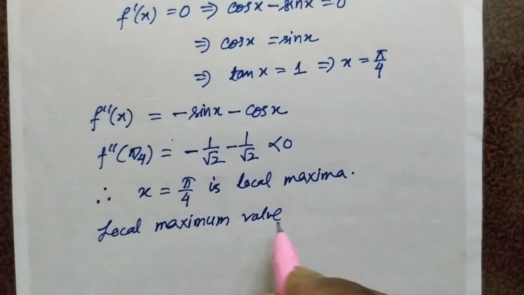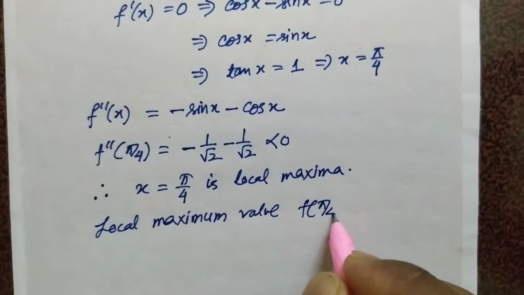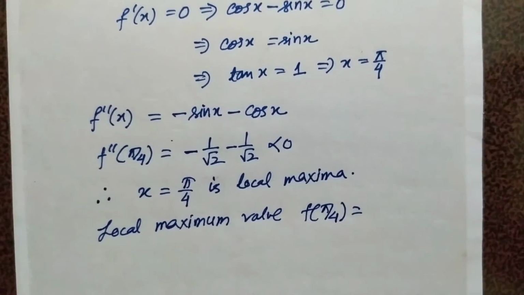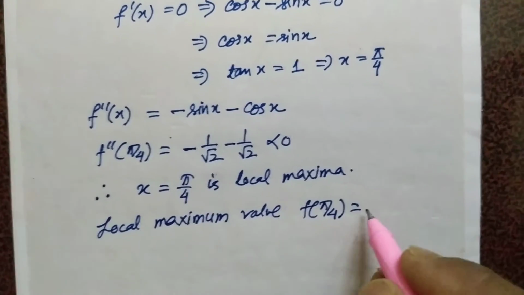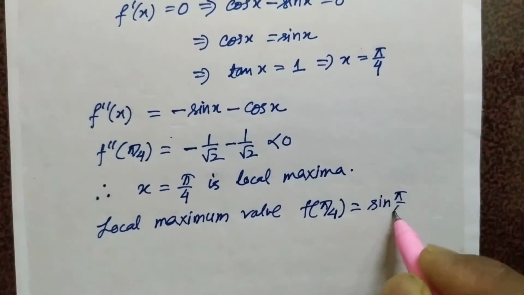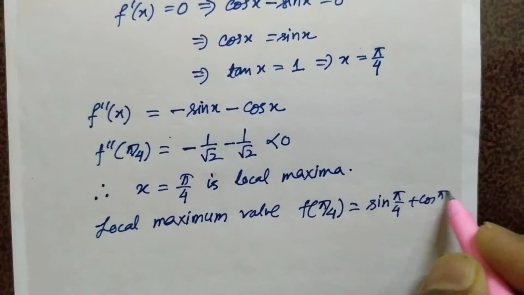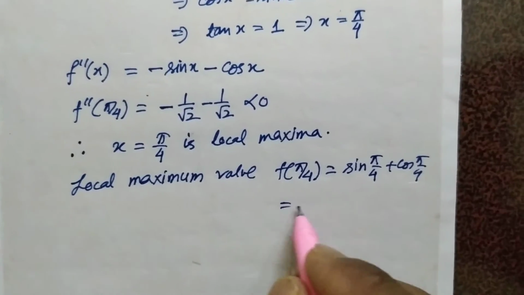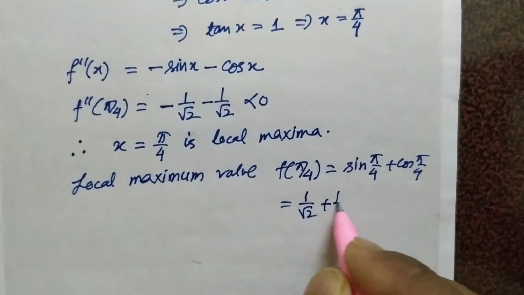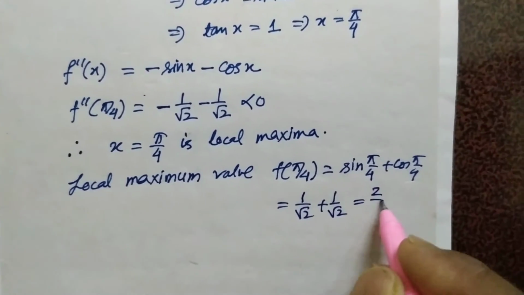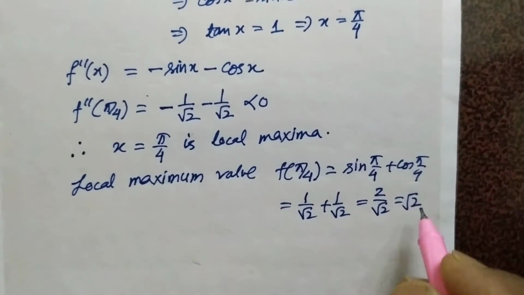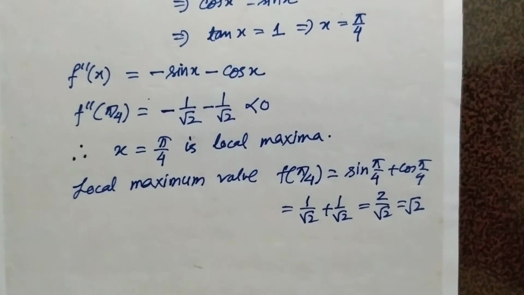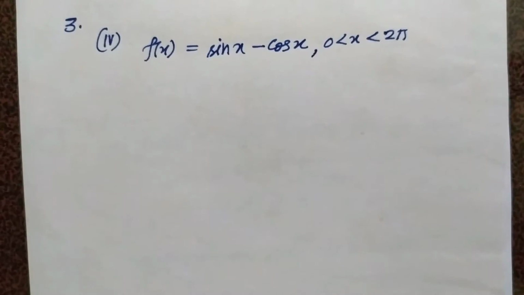Maximum value will be f of pi by 4. In the original form of the function, put pi by 4, that is sin pi by 4 plus cos pi by 4. Sin pi by 4 is 1 by root 2, cos pi by 4 is 1 by root 2, so 2 by root 2, which is root 2. So this is the local maximum value of the function.